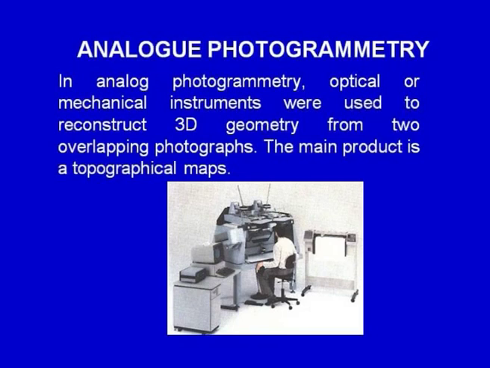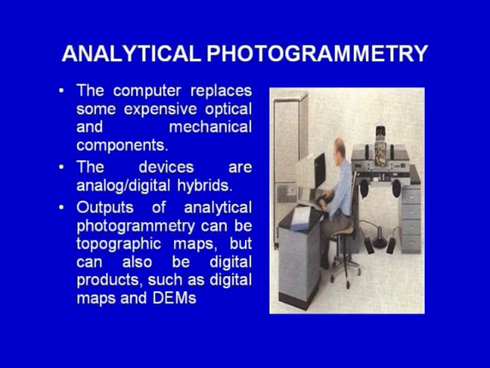Next is analytical photogrammetry. In this, a computer replaces some of the expensive optical and mechanical components. The devices are analog or digital or hybrid in nature. The output of analytical photogrammetry may be a topographical map, but can also be digital products such as digital maps or digital elevation models.